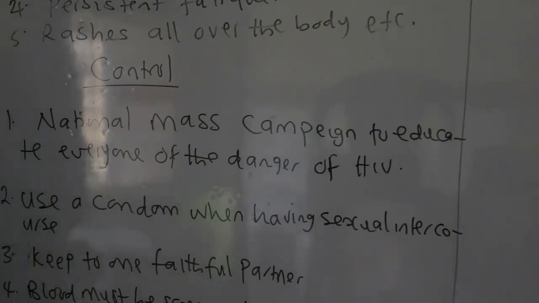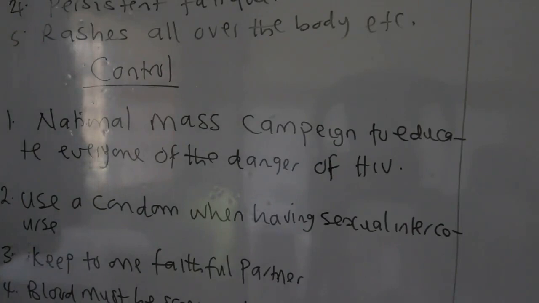Then number 2, use the condom when having sexual intercourse. This mode of control is not 100% efficient because the condom can burst. And if the condom eventually bursts, you're going to have release of the semen from the condom to the sexual organ of the female, and if the person is infected, the individual can also get the infection. So it's not a 100% way of controlling the virus.